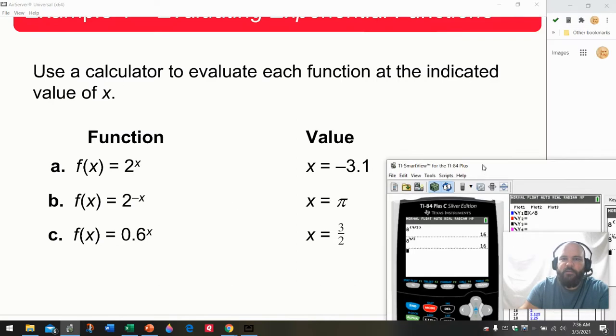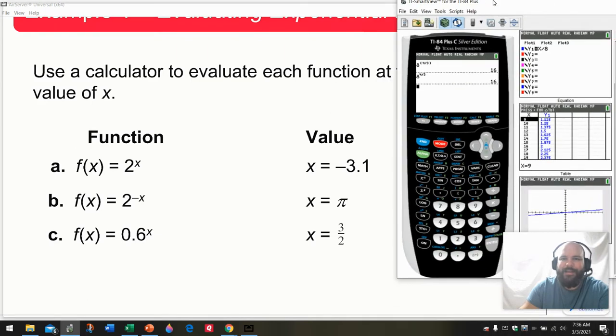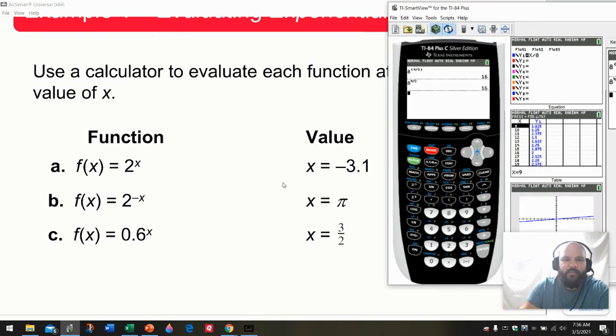And they want us to evaluate. It says use a calculator to evaluate the function at the indicated values of x. So the first one, we have this function f of x equals 2 to the x power, and they want x to be negative 3.1. So I'm going to simply type 2 and then to the, now my particular calculator puts a little box there, so you can see I'm going to fill that in with negative 3.1.